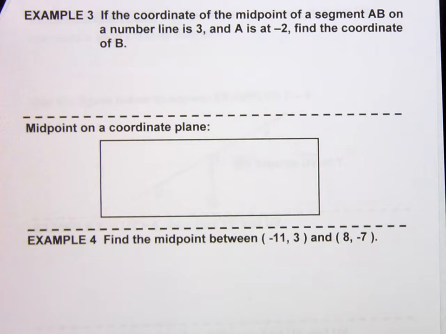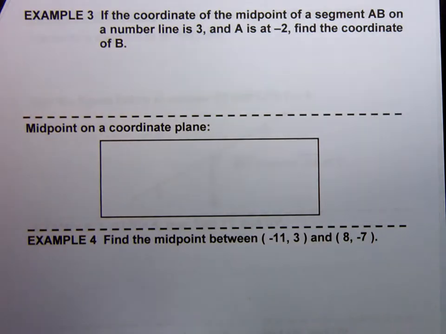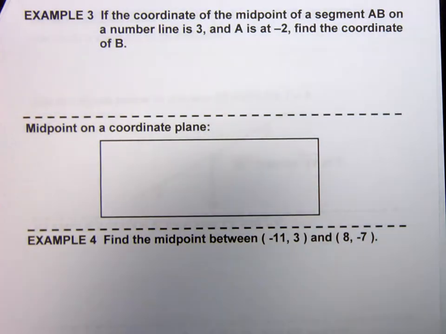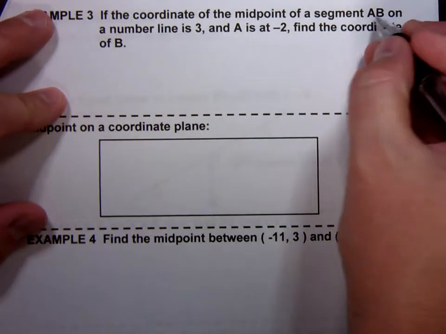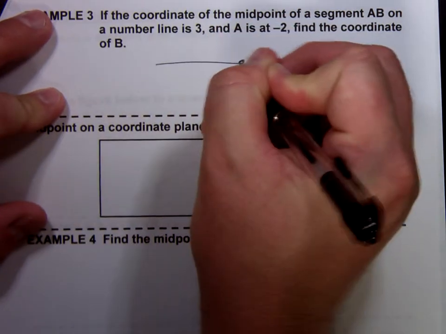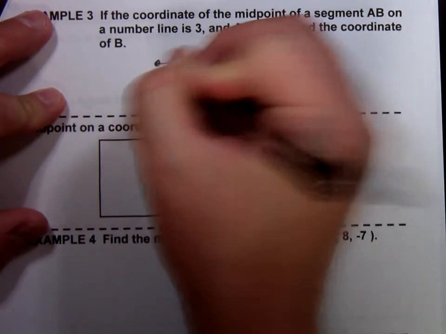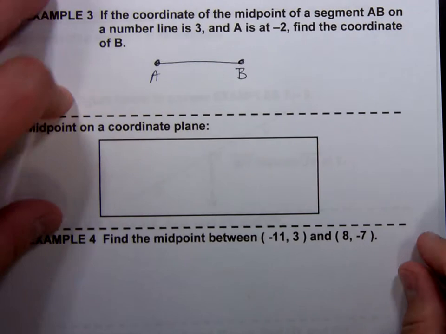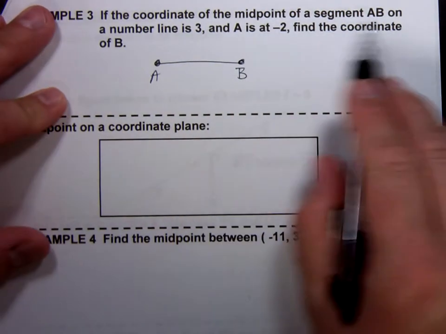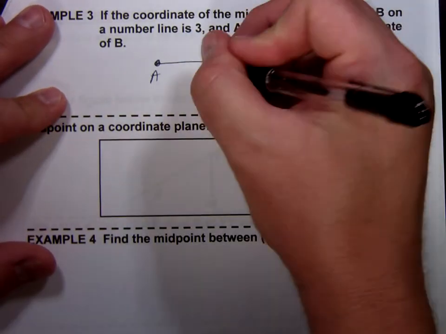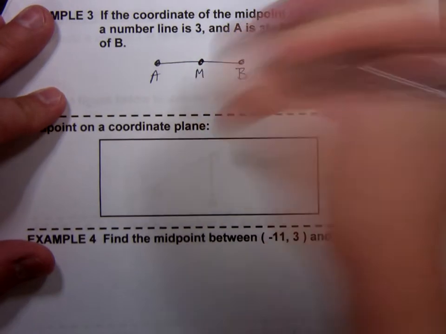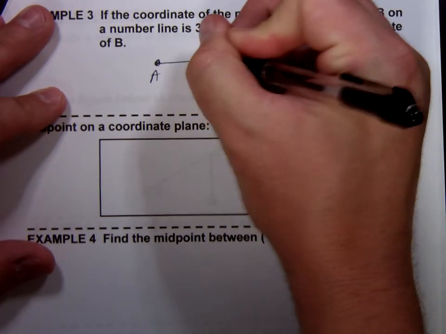Alright, if the coordinate of the midpoint of a segment AB on a number line is 3, and A is at -2, find the coordinate of B. So we have a segment AB. So that means the endpoints have to be A and B. It says the midpoint of the segment is 3. So there's going to be a midpoint here. We'll just call it M for midpoint. And its coordinate is 3.